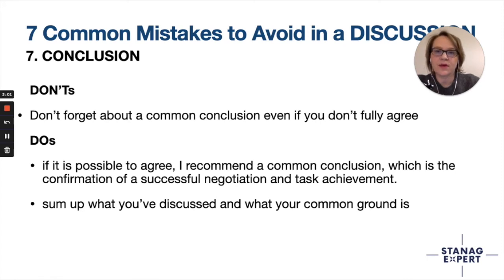Don't forget about a common conclusion, even if you don't fully agree. This is connected with the negotiated order discussion in the Polish version of the STANAG 6001 exam, in which you are supposed to reach a conclusion about a list of factors. It's not obligatory to have a common conclusion, but it is recommended. If it is possible to agree, even partly, then do it. But if you cannot agree on any of the factors and their order, then sum up what you have discussed and what your common ground is or is not. But anyhow, remember to conclude.